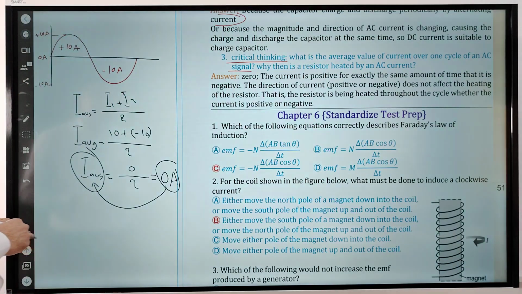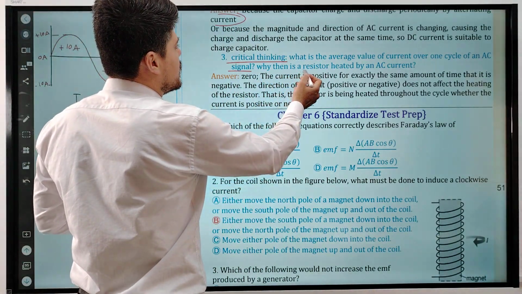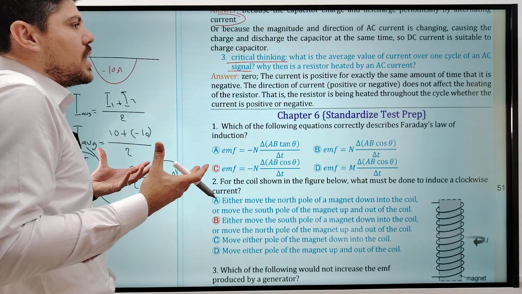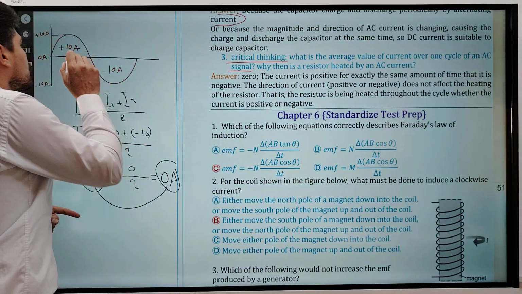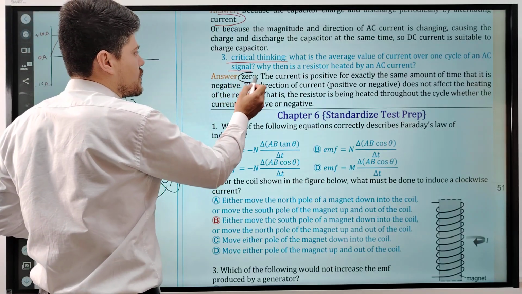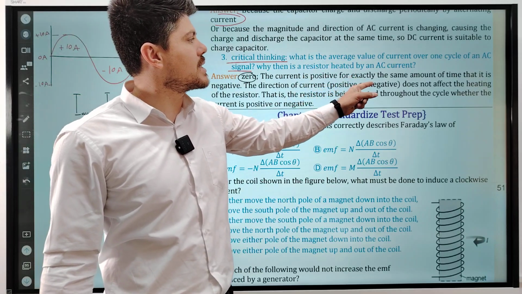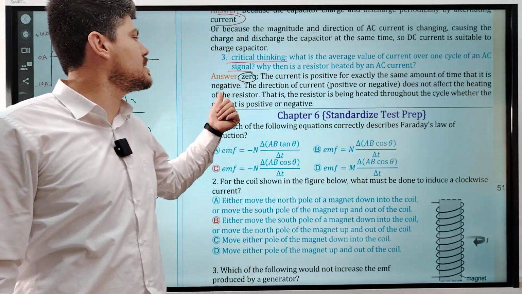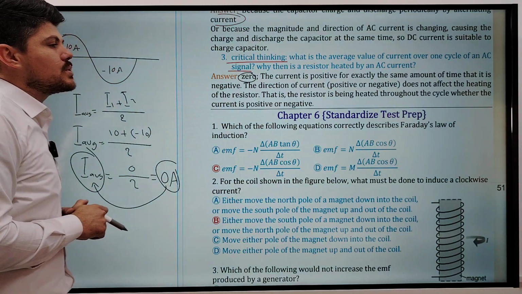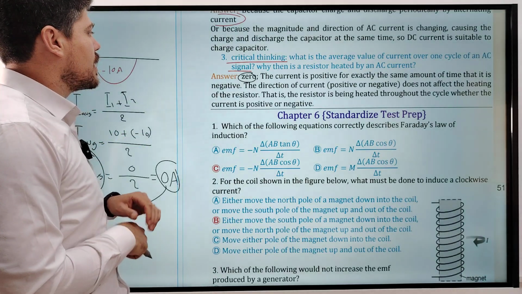Okay? The second part of the question: why then is a resistor heated by an AC source when the average value of the current is 0, but the wire is still heated? Why? Because this is the answer of the first question. Average value of current is 0. The current is positive for exactly the same amount of time that it is negative. Okay, for example, if the current has positive 10 ampere, it also has negative 10 ampere in another direction.